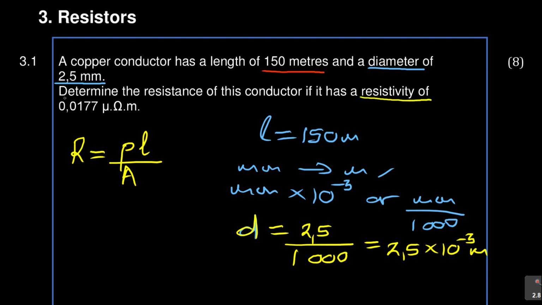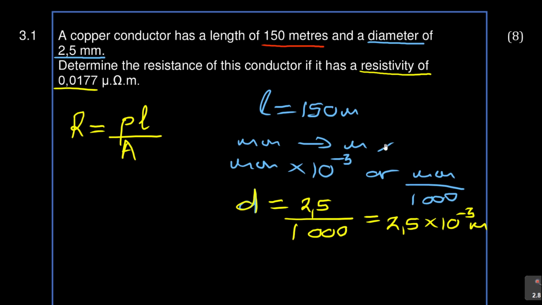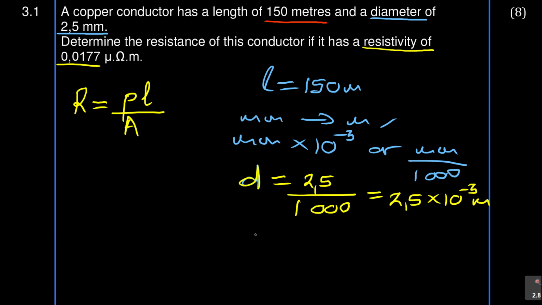is your resistivity of what? It's called rho. Usually they call it rho of 0, that. So my P there, let me use that to say my P is equal to 0,0177. Now another word is different there, micro ohm meter.